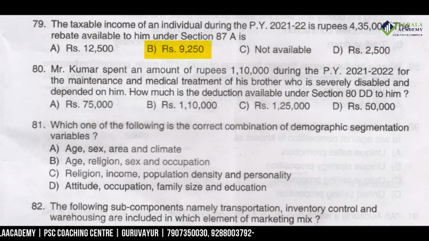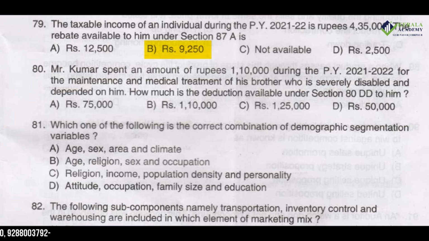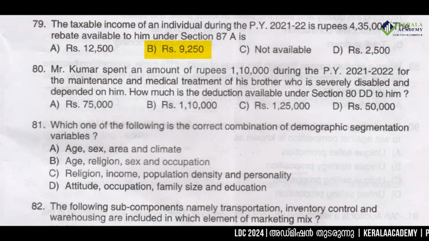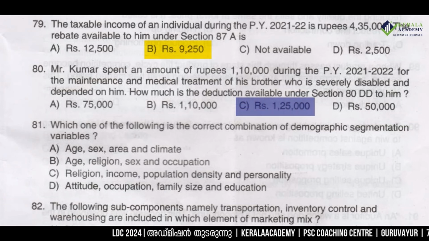9,250. Mr. Kumar spent an amount of rupees 1,10,000 during the previous year 2021-2022 for the maintenance and medical treatment of his brother who is severely disabled and dependent on him. How much is the reduction available under section 80DD to him? Options: rupees 75,000, rupees 1,10,000, rupees 1,25,000, rupees 50,000. Correct answer option C, rupees 1,25,000.